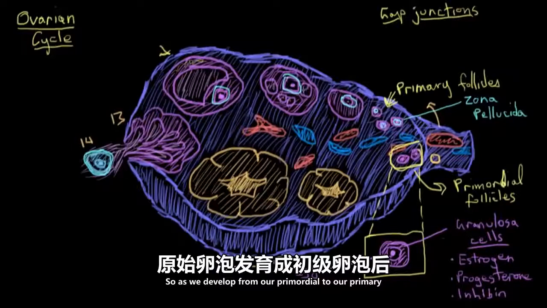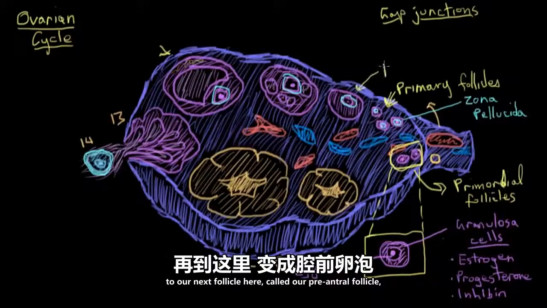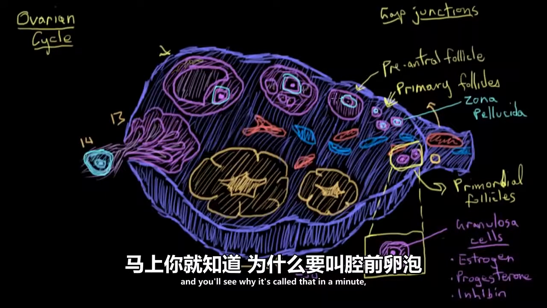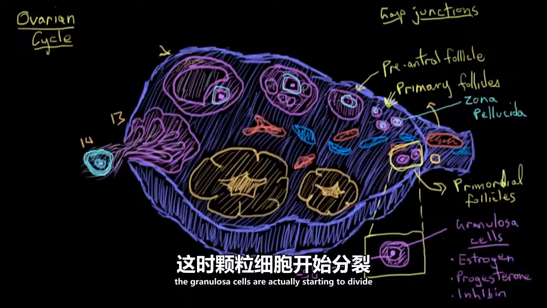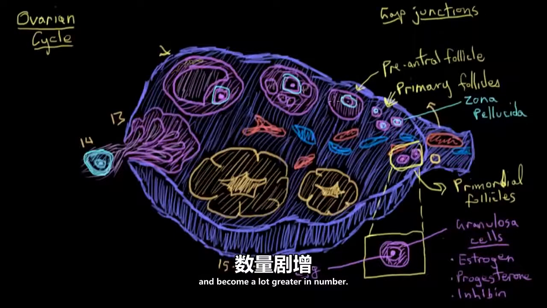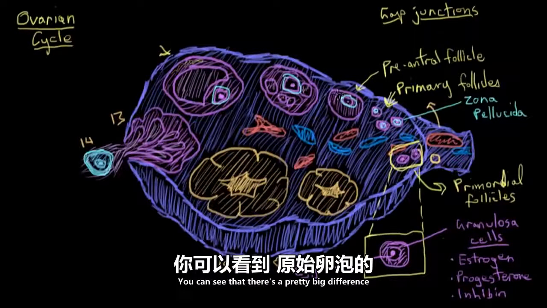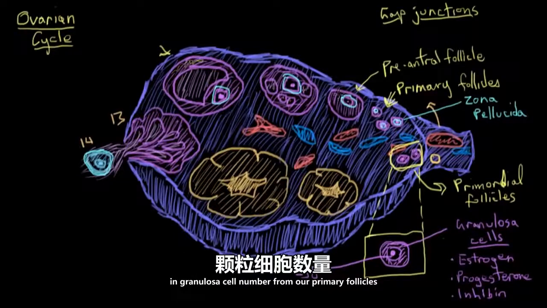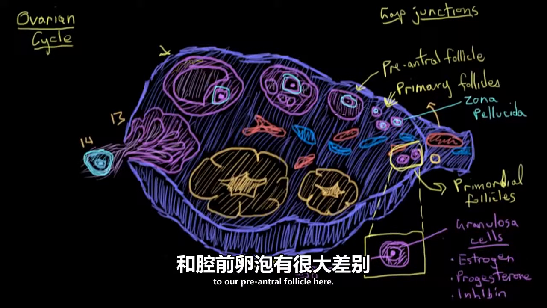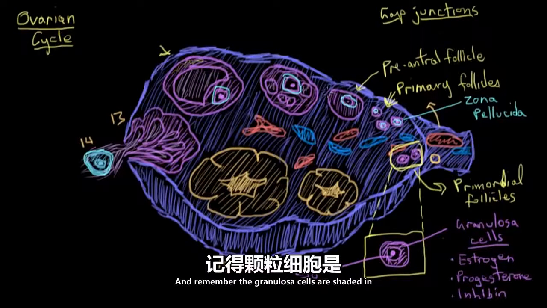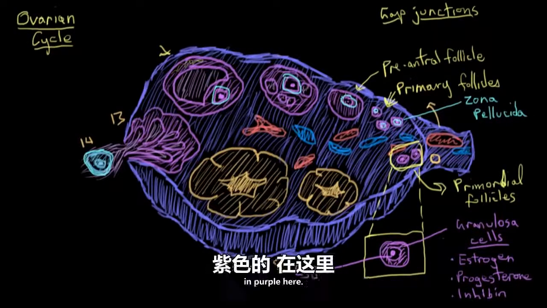So as we develop from our primordial to our primary to our next follicle here, called our pre-antral follicle, and you'll see why it's called that in a minute, the granulosa cells are actually starting to divide and become a lot greater in number. You can see that there's a pretty big difference in granulosa cell number from our primary follicles to our pre-antral follicle here. And remember, the granulosa cells are shaded in purple here.